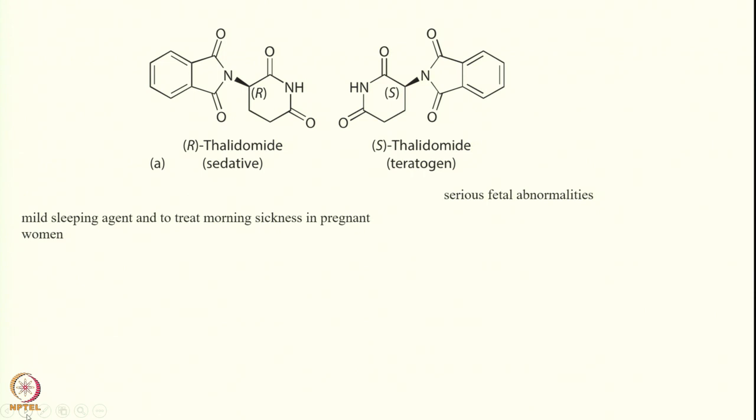One of the classic examples that I can give you is the compound thalidomide, right. And why the exact configuration needs to be known, this is the classic example. Many of you know that during pregnancy, women get morning sickness and other problems. So, the doctors were prescribing a sleeping agent which treats the morning sickness in pregnant women, and this compound was basically used as a sedative.